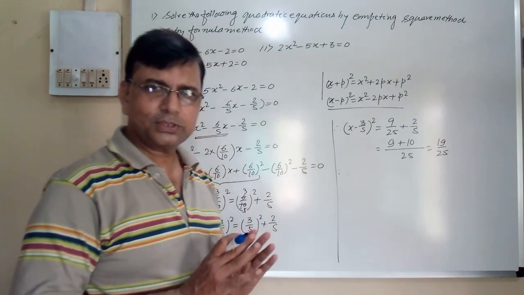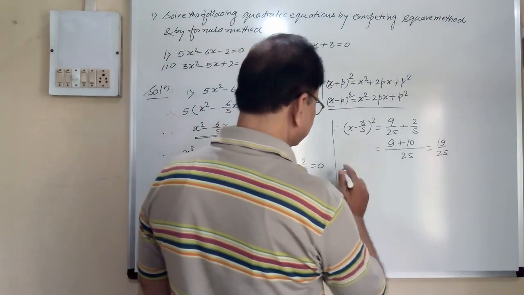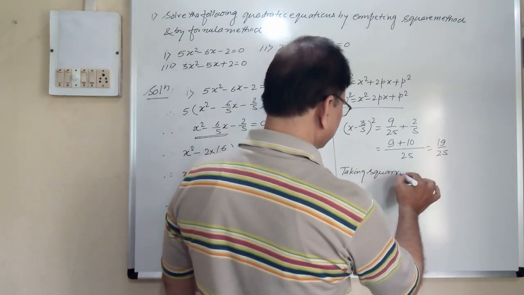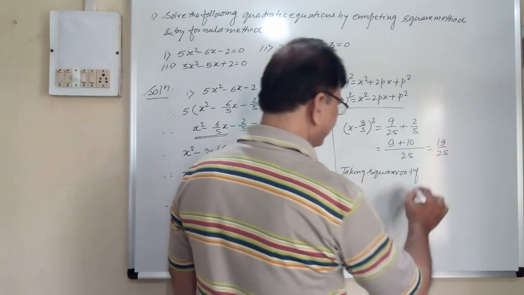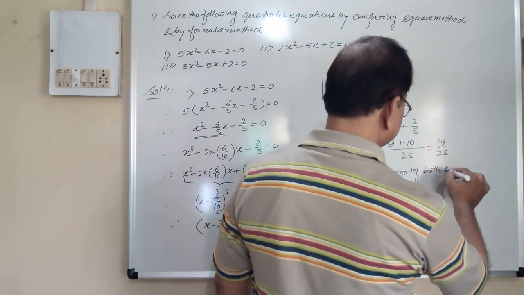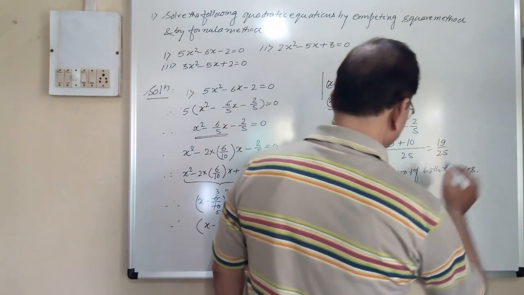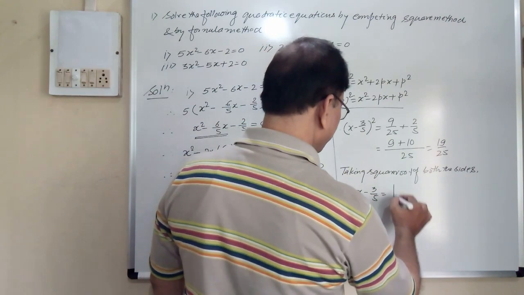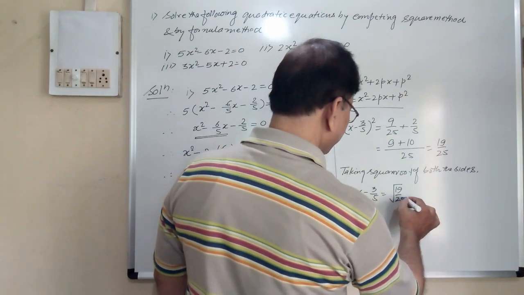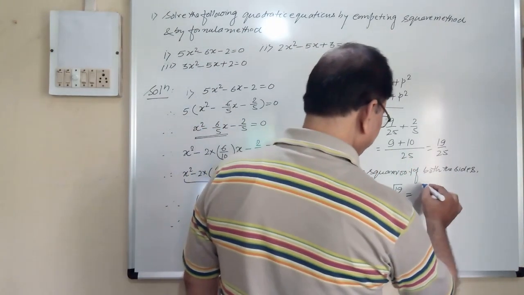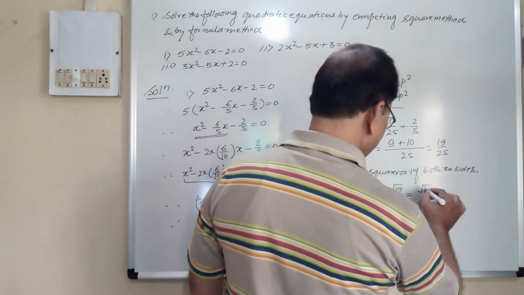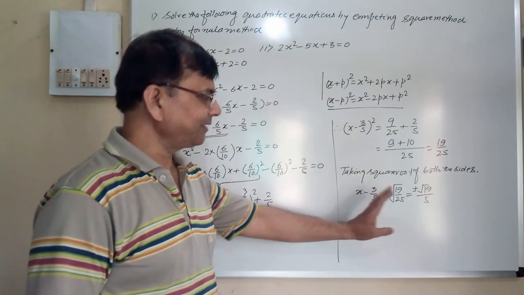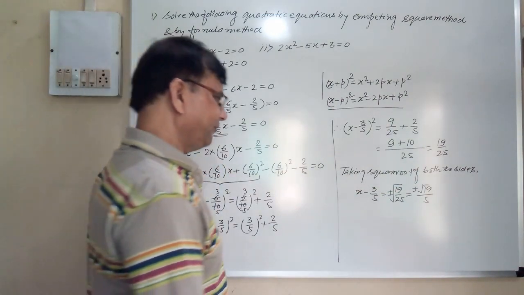Then we will take the square root of both the sides. So we can write like this, taking square root of both the sides. The x minus 3 by 5 is equal to under root 19 upon 25. 19 upon 25 can be written as, it is plus minus of course, under root 19 by 5. What did we get? X minus 3 by 5 is equal to plus minus under root 19 by 5.